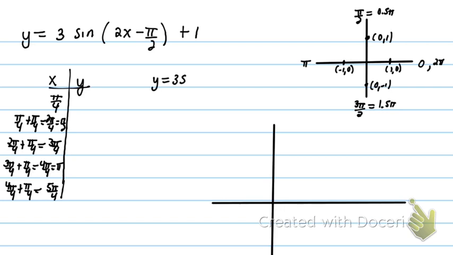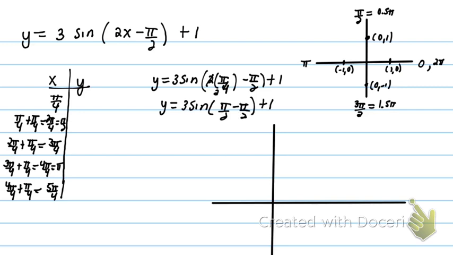Let me plug in the pi over 4. So we're going to have y is equal to 3 sine. We're going to replace x with pi over 4 minus pi over 2 plus 1. But I know I should be starting at what? 0, right? Those cancel. You've got pi over 2 minus pi over 2 plus 1, which is what? 0. So that's good. So we've got 3 times the sine of 0 and then plus 1.